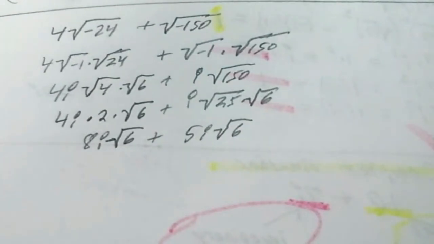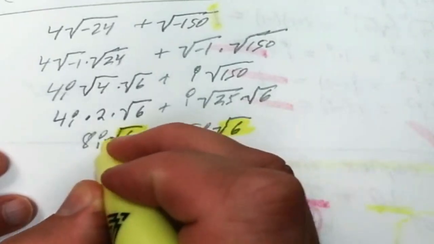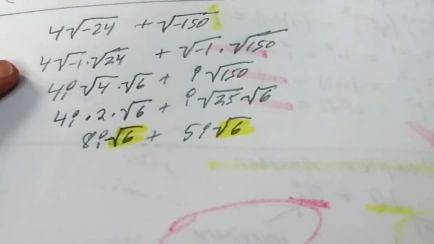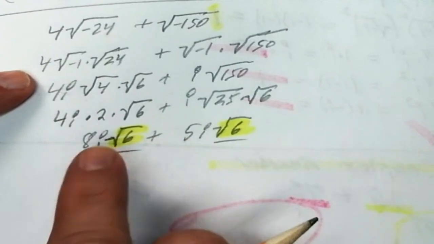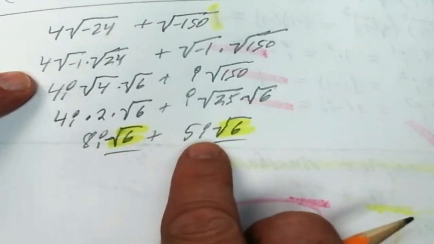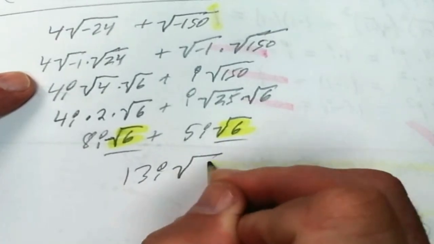Oh, well, now look at this. Since these are the same, and only because these are the same, we can add these together. If we got 6i square root of 6 plus 5i square root of 6, we've got 13i square root of 6.